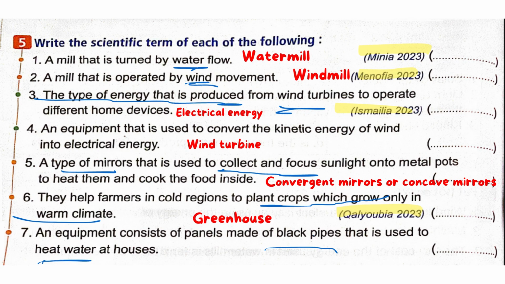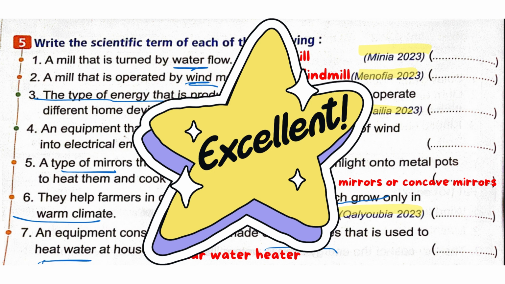Okay, we have here the last question in this page. An equipment consists of panels made of black pipes that is used to heat water at houses. So we know this equipment. This is a solar water heater. Yes, this is a solar water heater because this is an equipment that consists of black pipes, okay, and used to heat water at houses. Okay, so we finished this page.